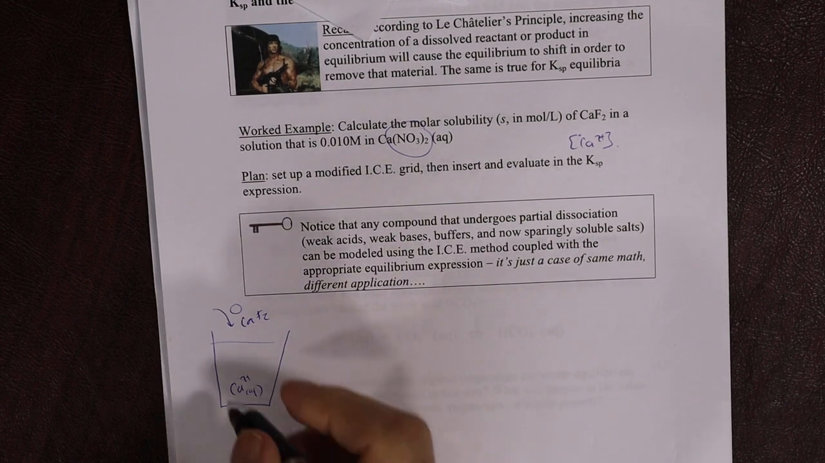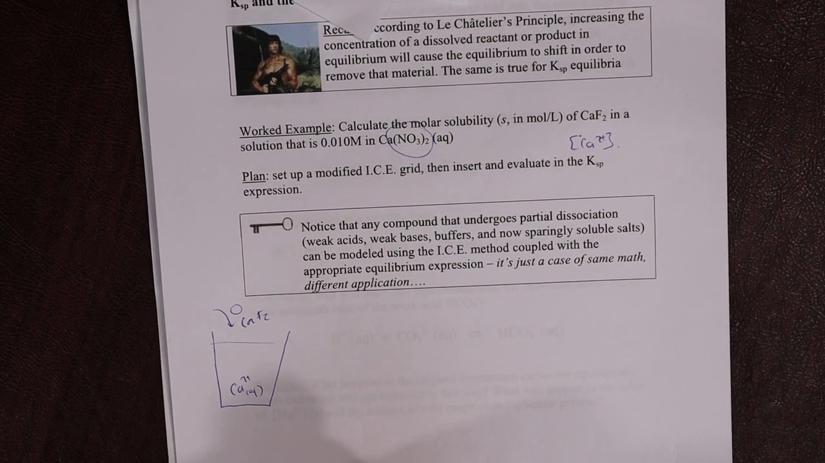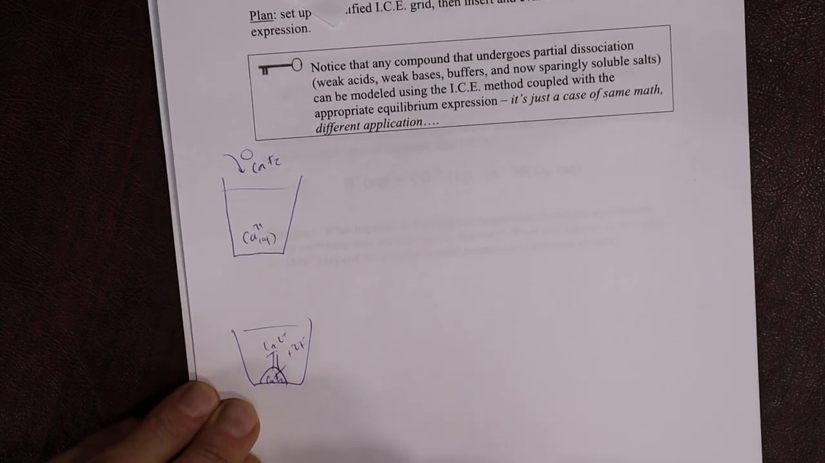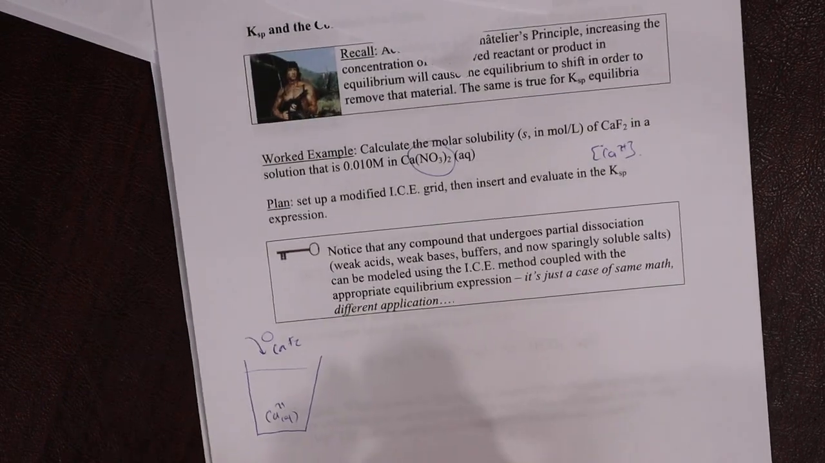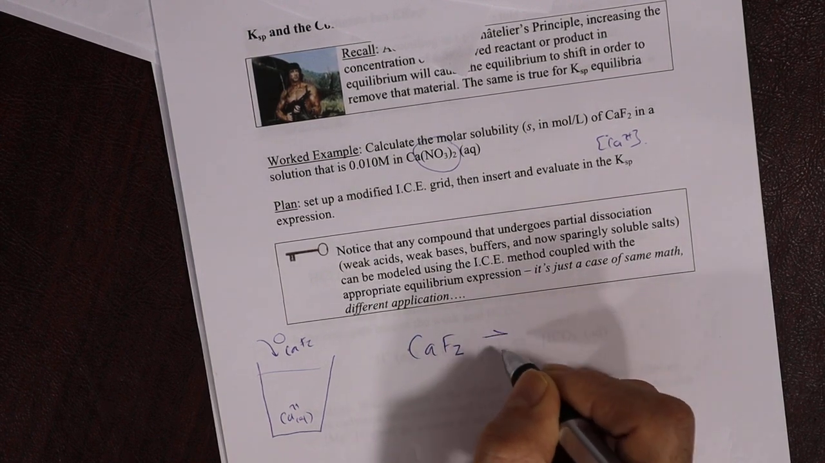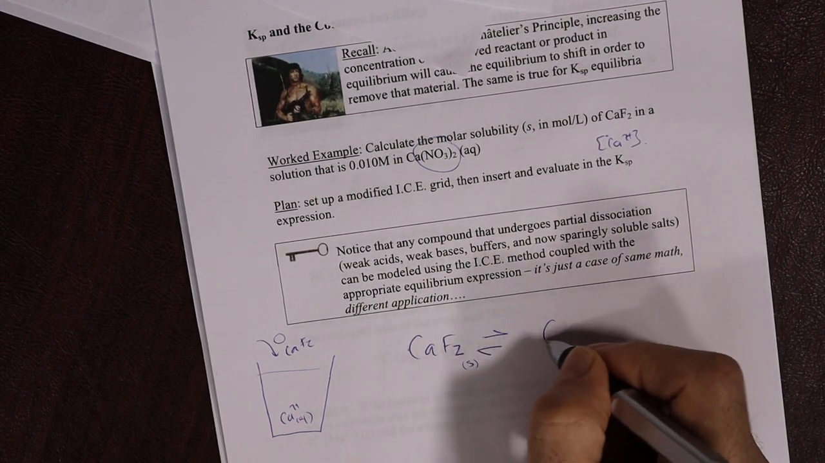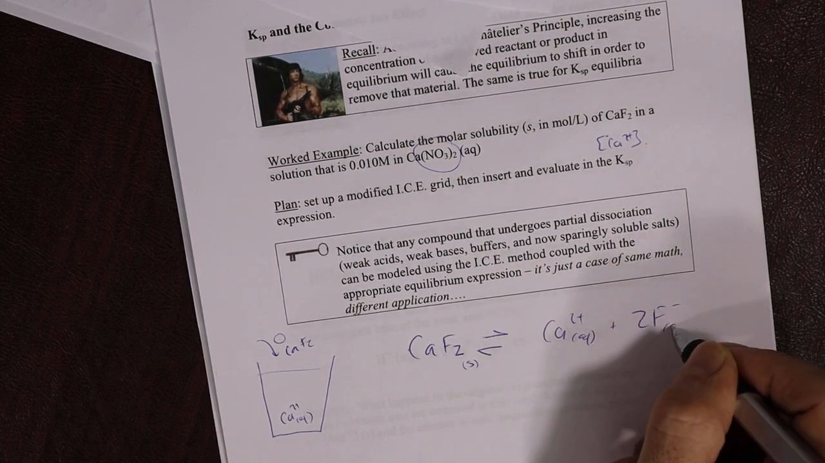Then an equilibrium will set up between the calcium fluoride and the solution, but the amount of calcium going into solution will be diminished because it's going to be competing against, if you wish, the calcium that's already there. So let's look at this. Calcium fluoride in equilibrium with calcium 2 plus and 2 fluoride minus.